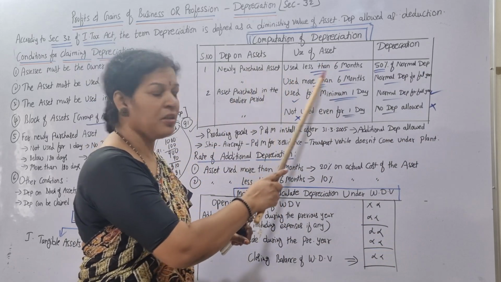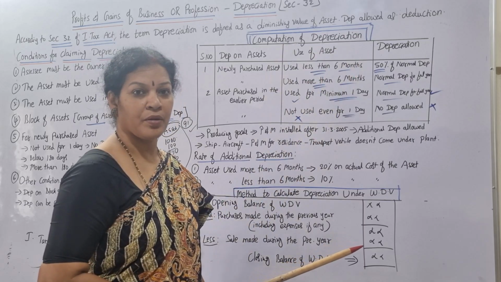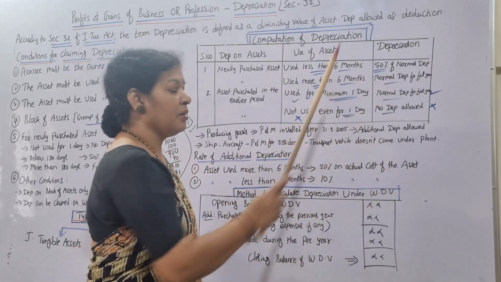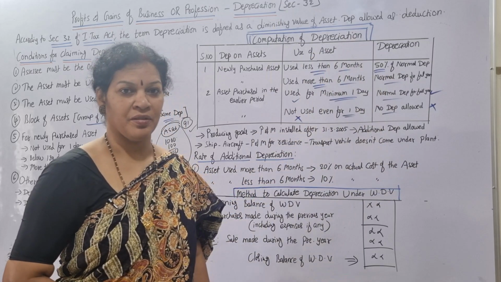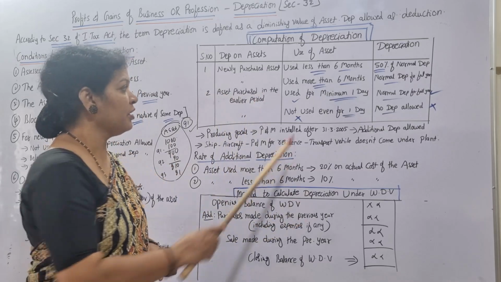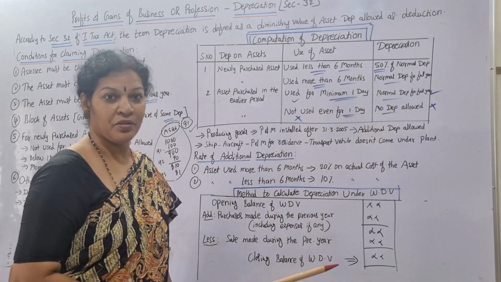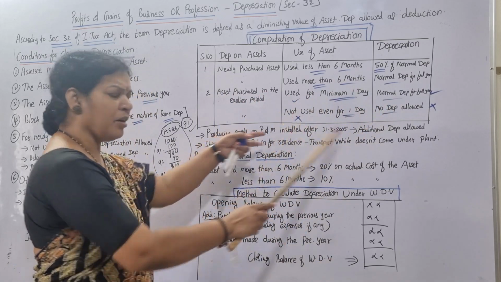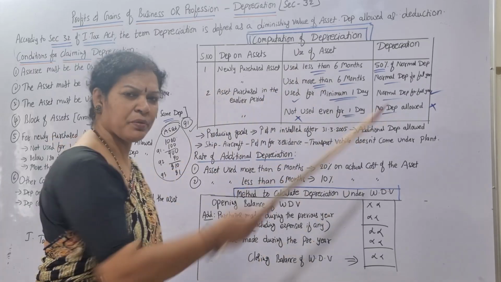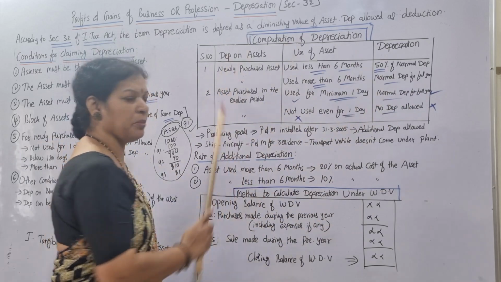Newly purchased asset, if used less than 6 months, 50%. More than 6 months, normal depreciation. The second is asset purchased in the earlier period. Earlier period used for minimum 1 day, then normal depreciation. Then not used even for 1 day, no depreciation. Simple, this table you have to remember.